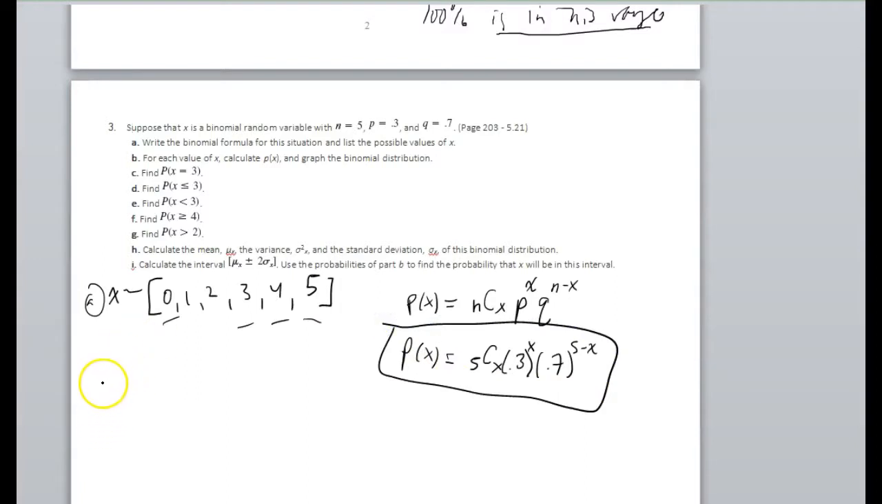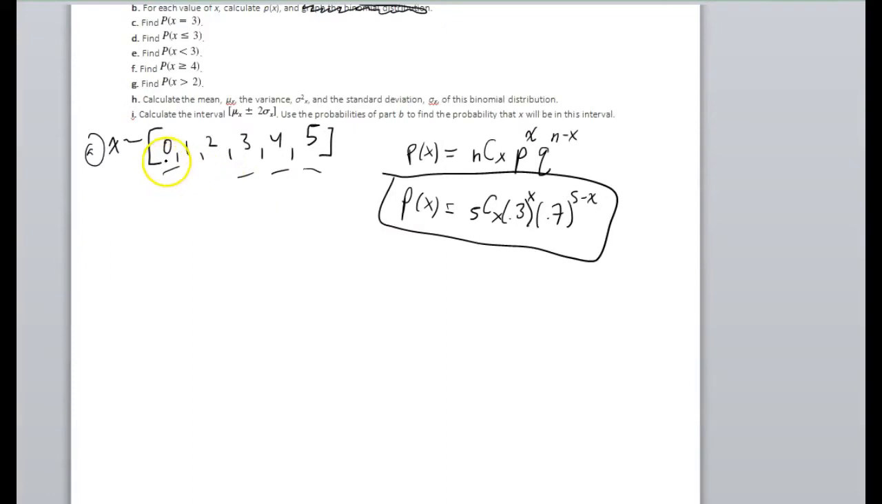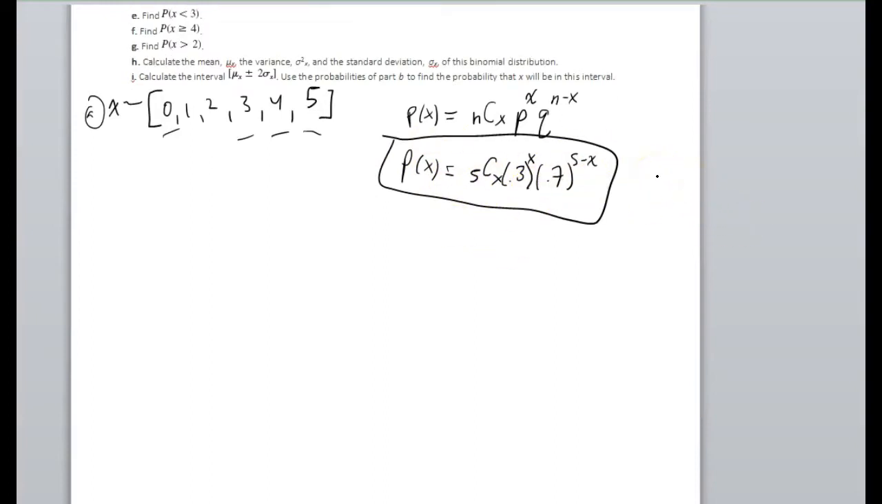So B, for each value of x, calculate p of x and graph the binomial distribution. Don't worry about graphing it. I forgot to take that out. I don't really feel like graphing it, do you? So we won't worry about it. So for each value of x, calculate p of x. This is going to be a fairly intensive calculation. There are 6 different values, 0 to 5, and we're going to run them through this formula to get our p of x.